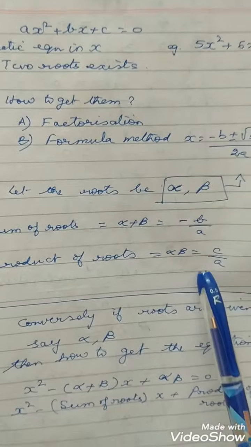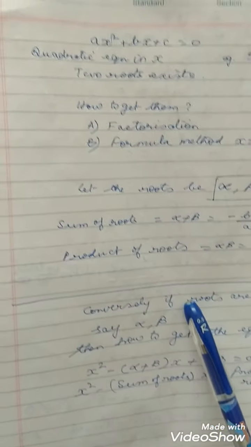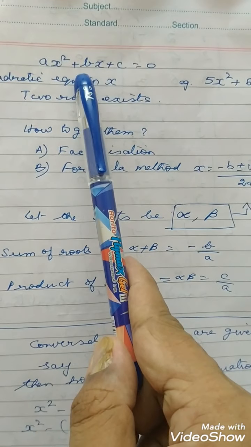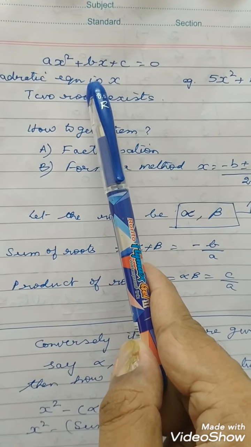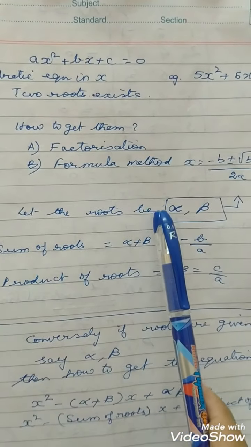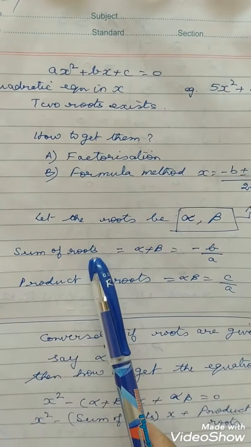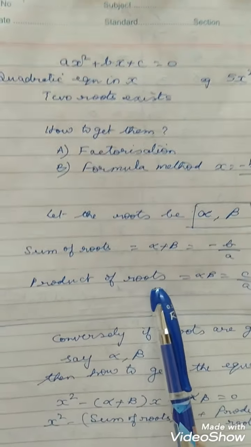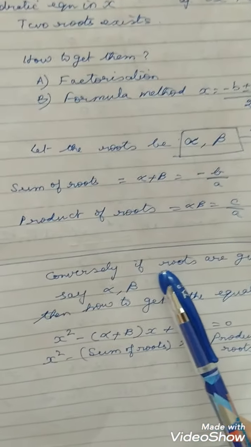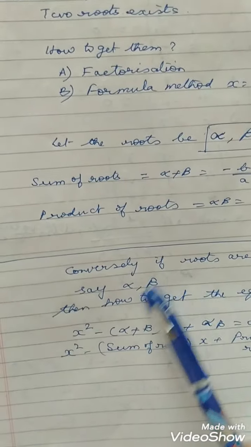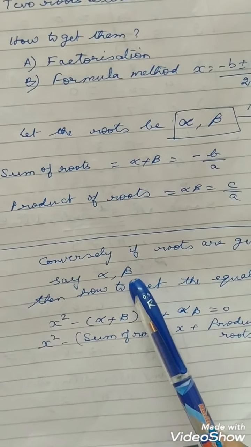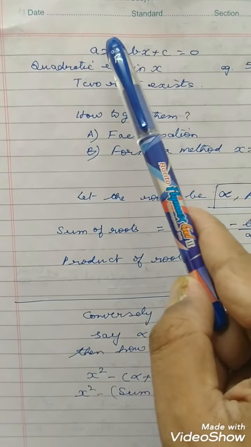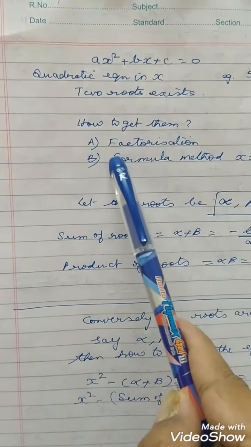Now coming over to the converse part of it. What do I mean by that? Remember, here the equation is given and you are trying to find the roots. And after finding out the roots, you went on to sum of the roots and product of the roots. Now, the converse means that the roots are given and you're supposed to find out the equation. Clear? So from the equation, you got the roots.